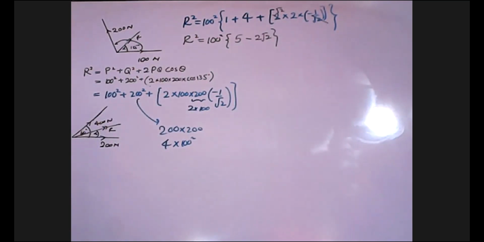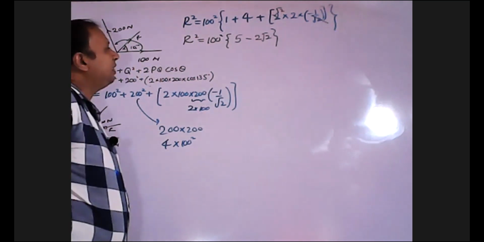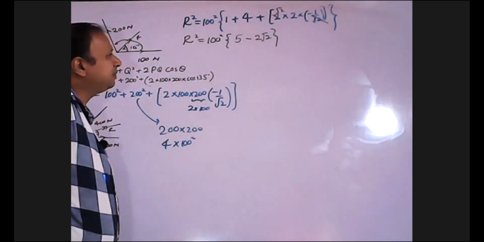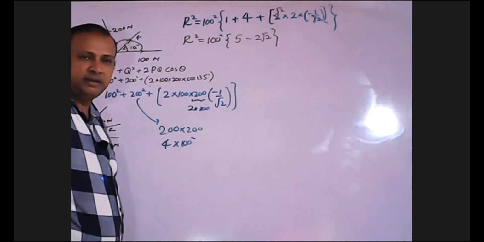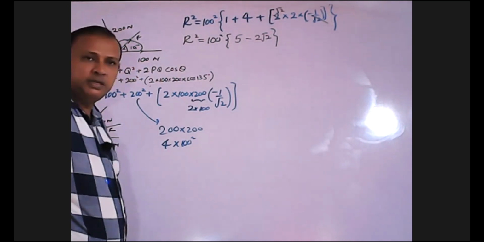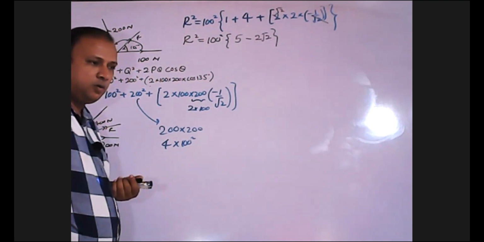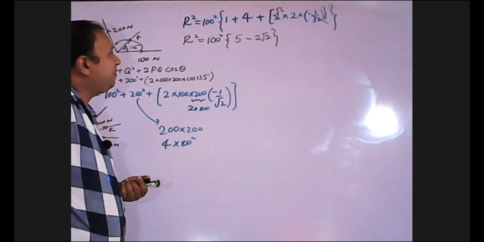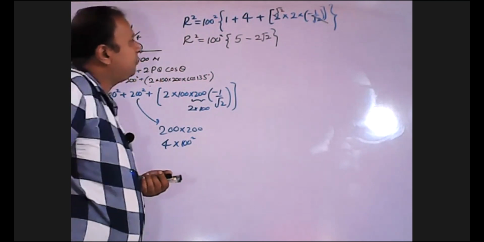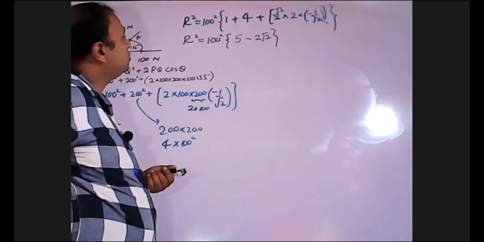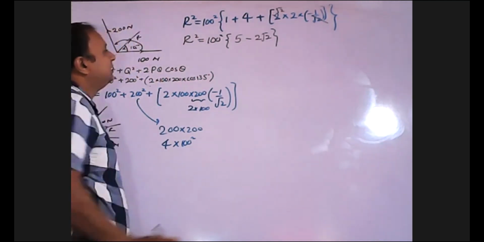You have to simplify this one, otherwise you cannot do that. In order to simplify, root 2 is 1.41. You can take it as 1.41 or simply 1.4, because 1.4 squared is 1.96, so it is almost 2. If I apply 1.4, 2 times 1.4 is 2.8.